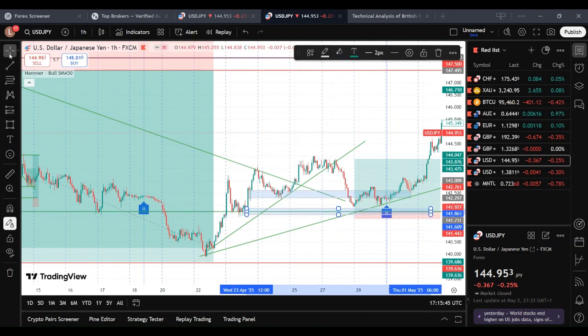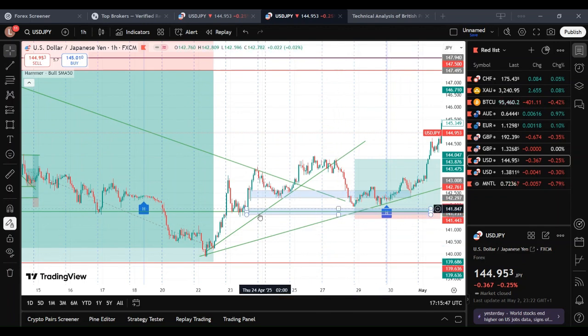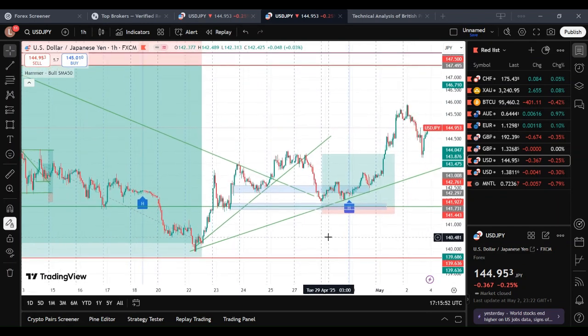Currently, I'm using the 1 hour for this analysis. It taps this demand zone here, that you can clearly see. Tap that demand zone, and after that, it should go up. So we're actually risking a little bit.